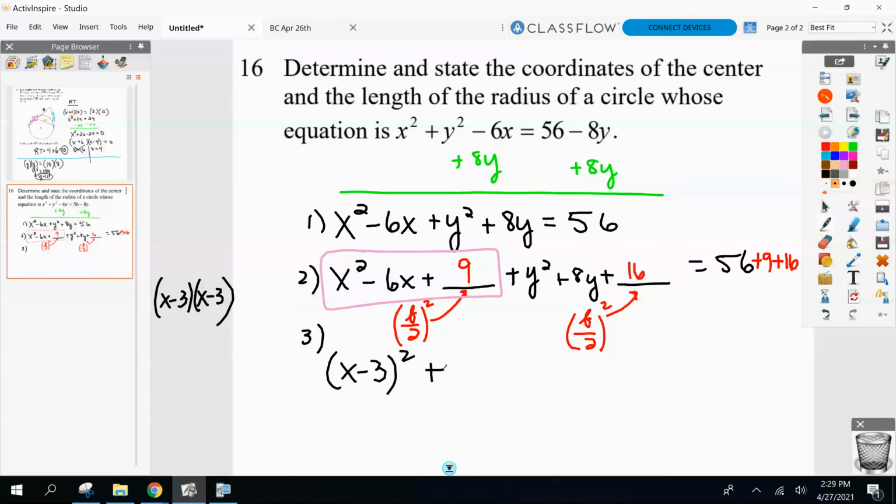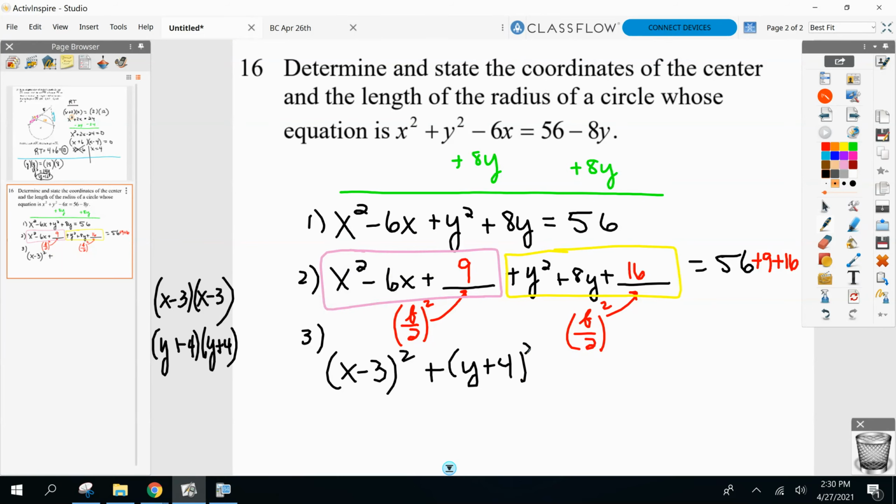Plus, now take the grouping on the y's. Factor. 2 numbers that multiply to 16 but add to 8. Same numbers. They should be the same numbers. And in this case, y plus 4, y plus 4. y plus 4 all squared.